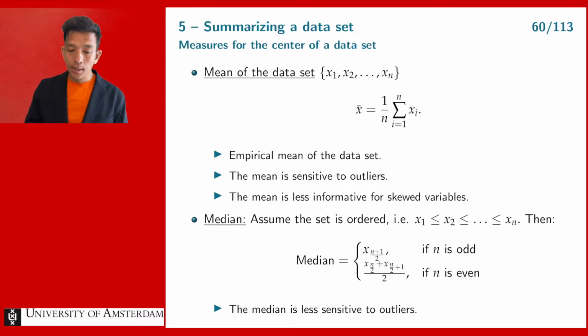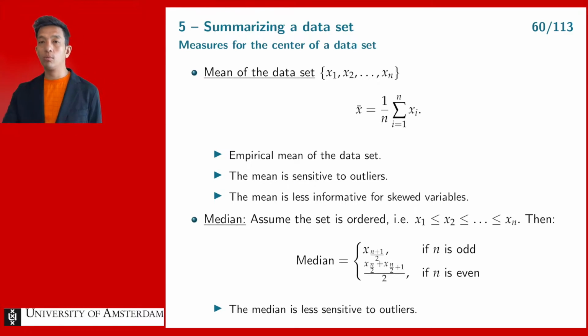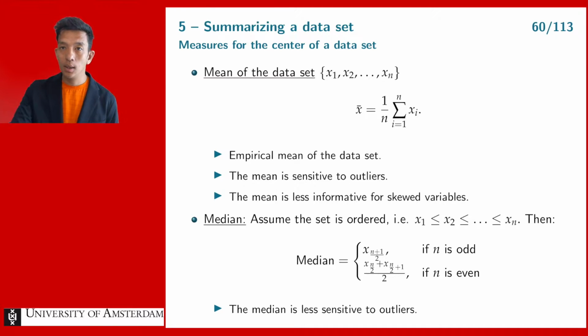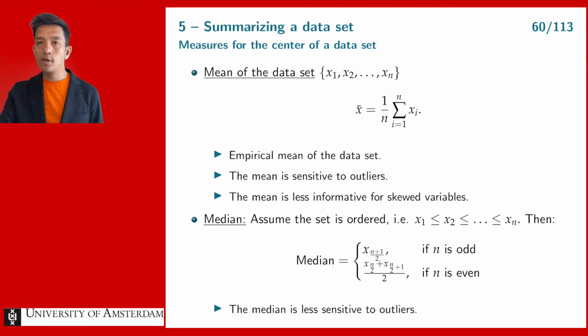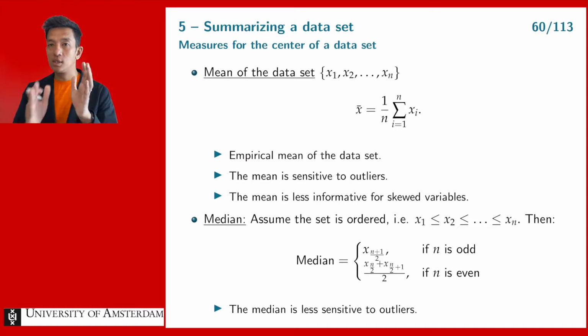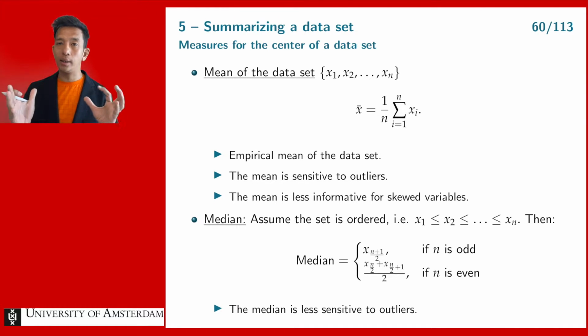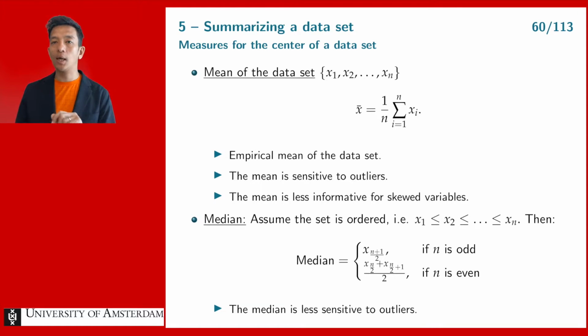Hello everyone. In this video, we will talk about how we can summarize a data set. And with summarizing, I mean, can we find the center of the data? Can we have an idea of what are the deviations we can expect from the center, and how can we use these measures to quantify whether an observation is an outlier, an extreme observation, or not.